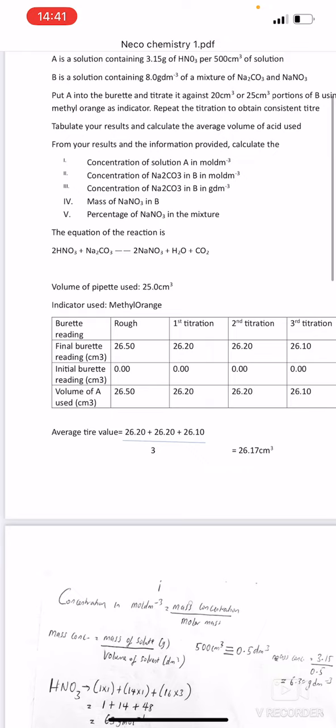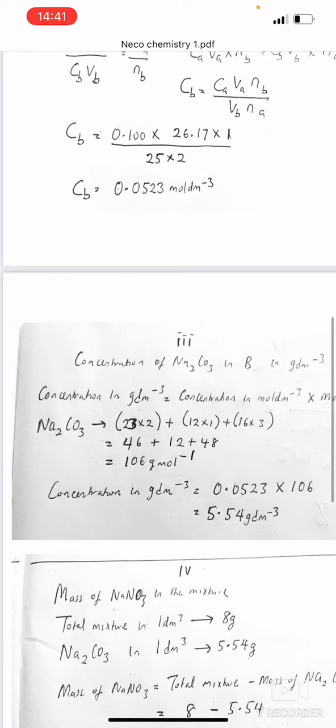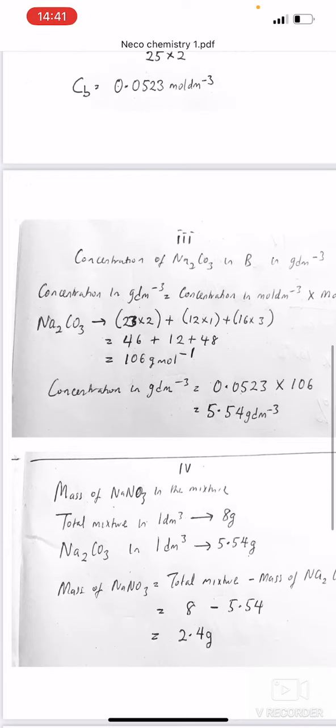And the mass of the total mixture in 1 dm³ is 8 gram. So the mass of our NaNO3 will just be the mass of the total mixture minus the mass of sodium carbonate, which we have done here. It is 2.46 gram per dm³. I'm sorry, it is 2.46, not 2.4. So we just made that little adjustment.